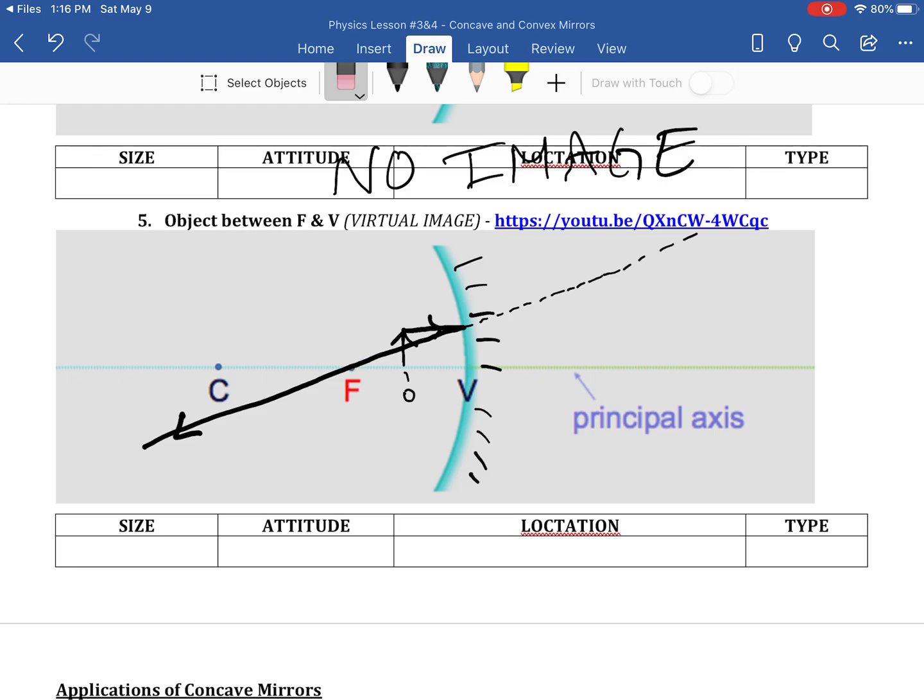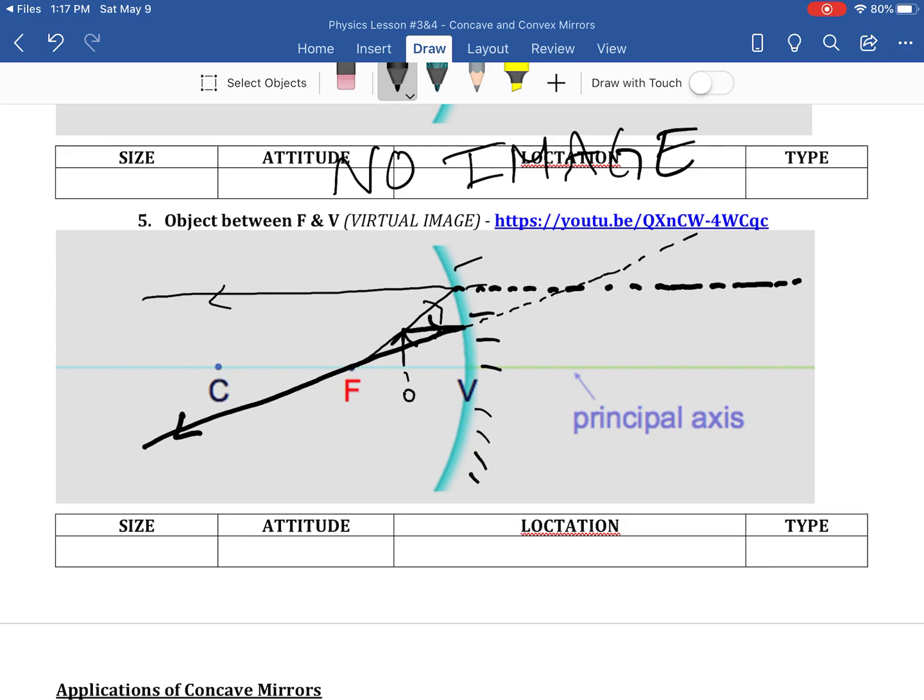So we're going to go from the focal point to the top of the object. Focal point to the top of the object. That's my incident ray. And how does that reflect back? Same as before. Back parallel to the principal axis. Now this is a reflecting ray, so the reflecting ray can go back as a dotted line. Remember, reflecting rays can go back behind the mirror, not incident rays.